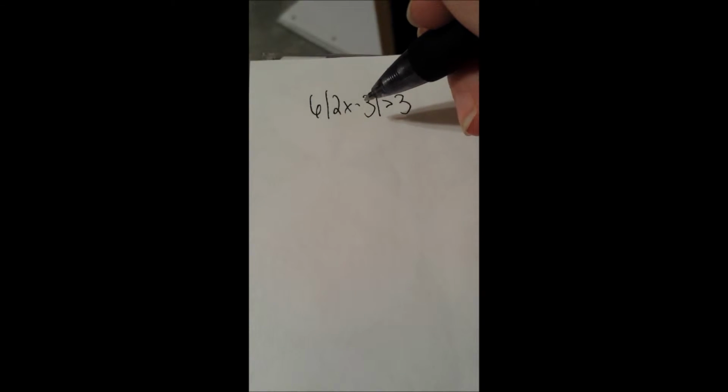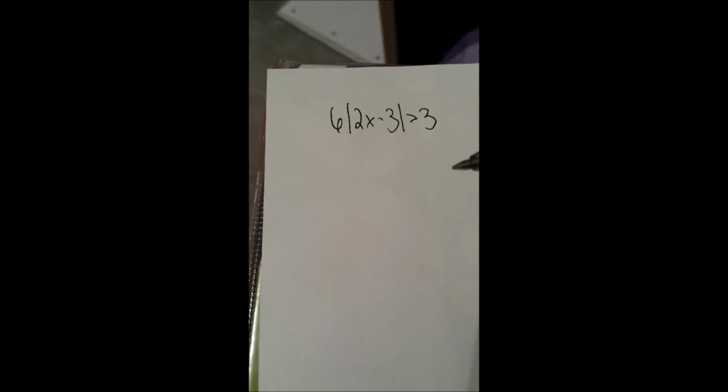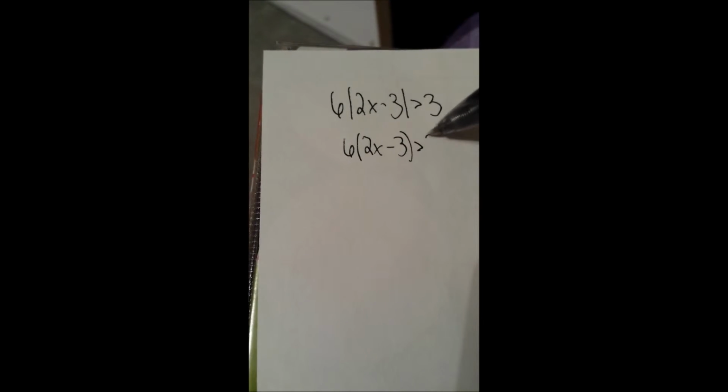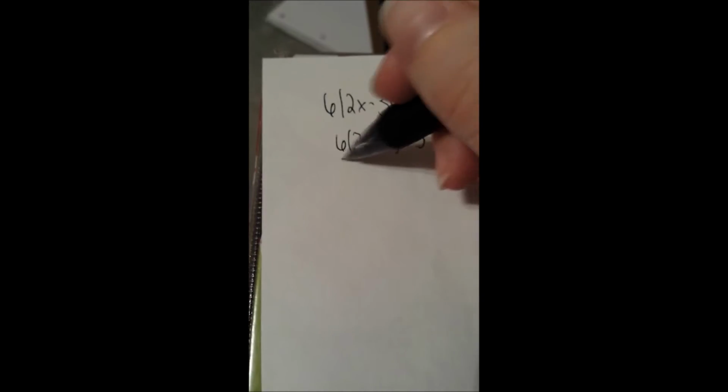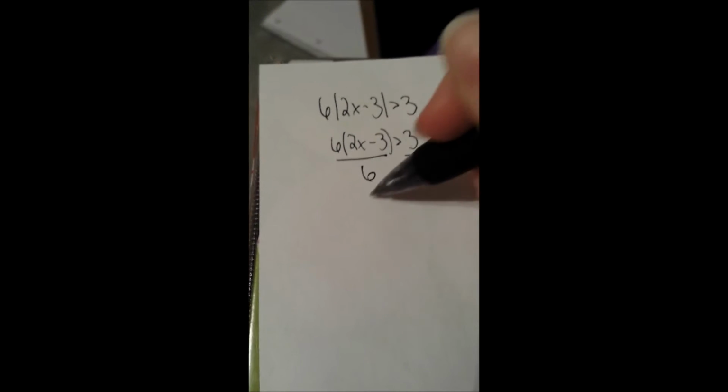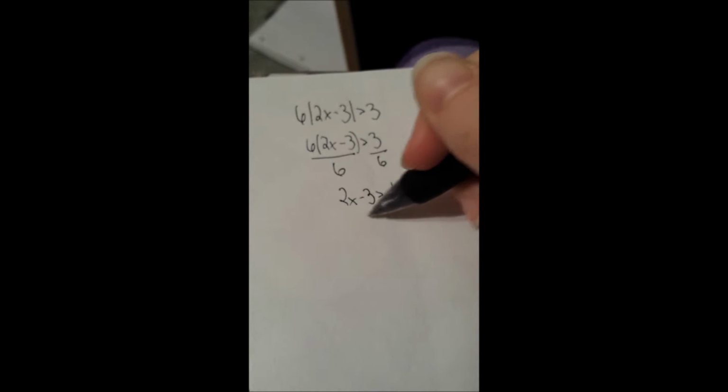For this one, we're going to do the same thing we've done in previous problems. We're going to set it up into two separate inequalities that we will solve independently of each other and get our answers from there. On the first side, you're going to have 6 times the quantity of 2x minus 3 is greater than 3. So first, we're going to divide both sides by 6. So you'll have 2x minus 3 is greater than 1/2.